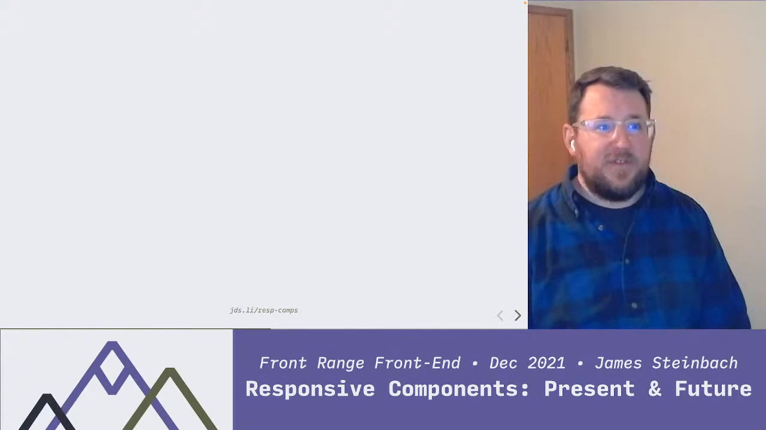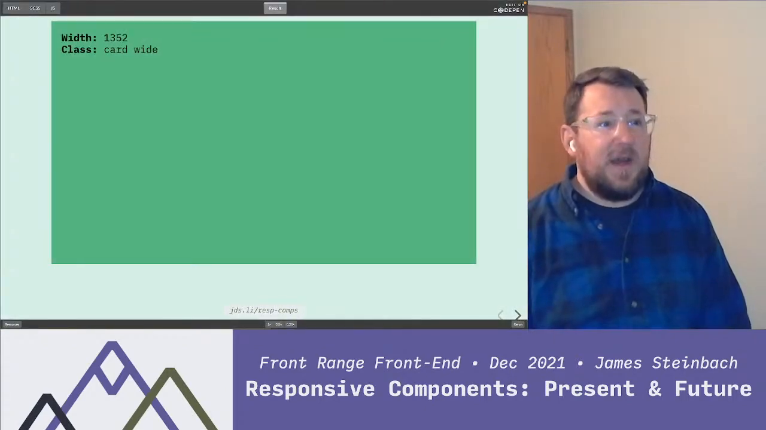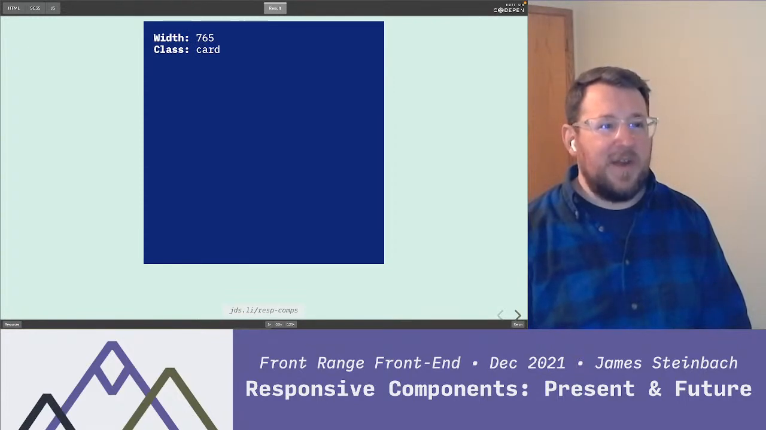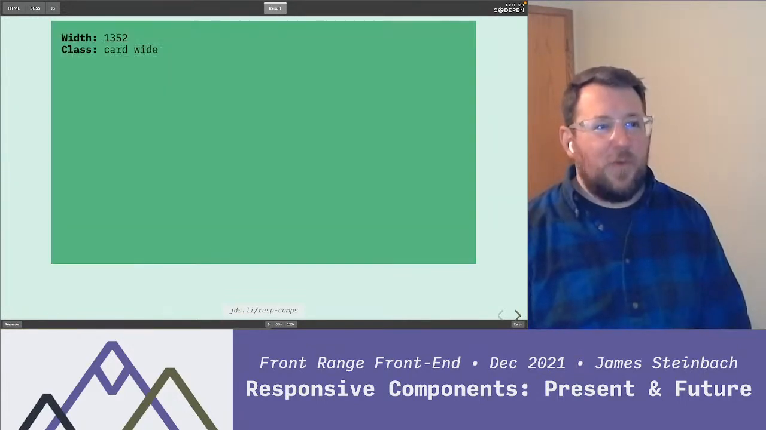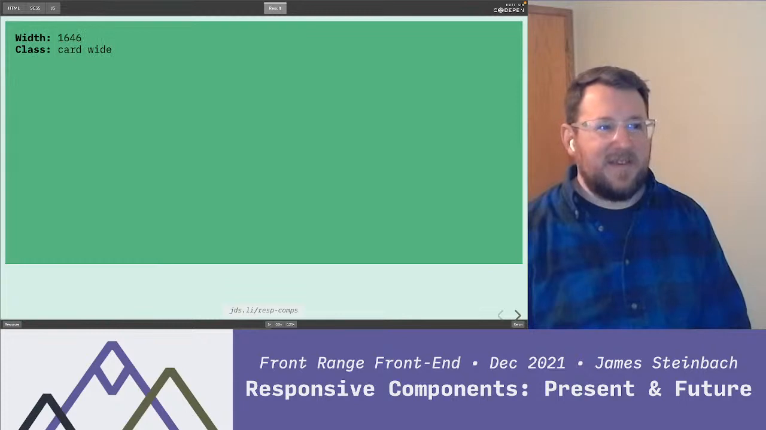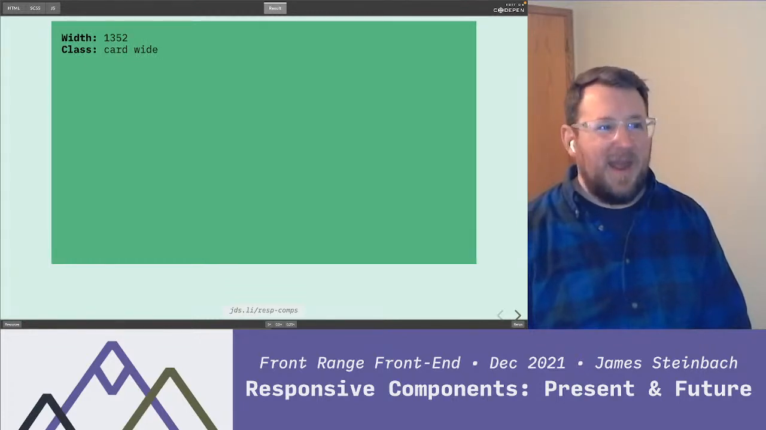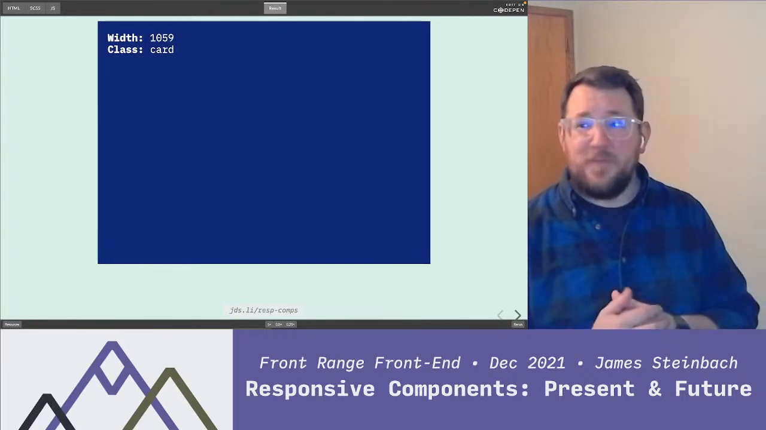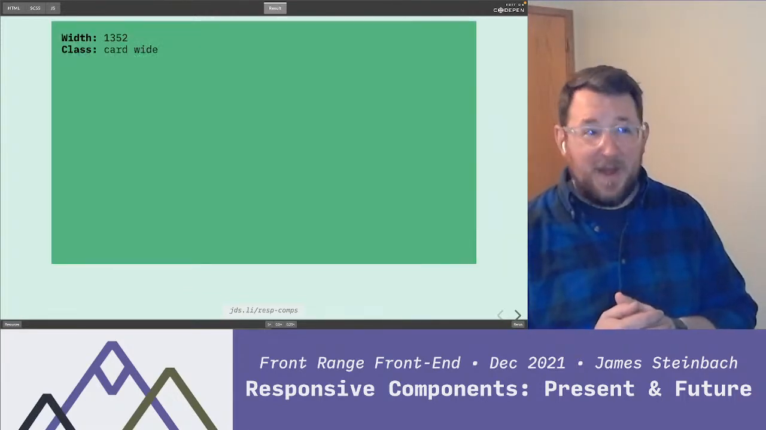But this shows up in real life. As our card changes width, you'll see the class change. We drop the word wide when it's narrow. And then when it's wide, we add the class, and that class switches the background color and the text color. So here we can change any properties we want to with a really well-supported browser API.